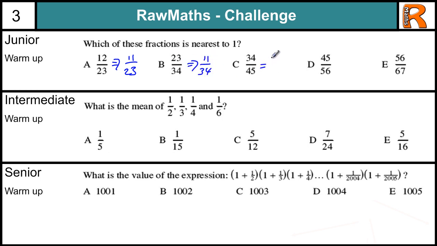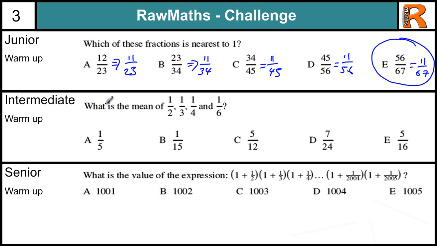And this one, 11/45. And this one, 11/56. And this one, 11/67. So as these have all got the same numerator, the one with the biggest denominator is going to be the smallest difference, which is this one. So E is the one that is closest to 1 because it has the smallest difference from 1.